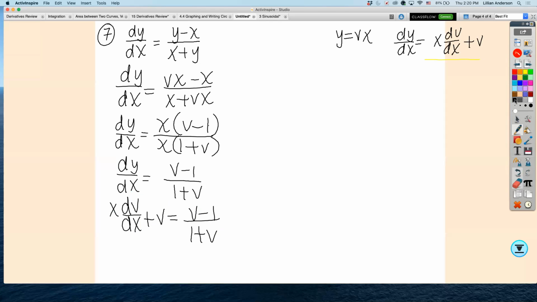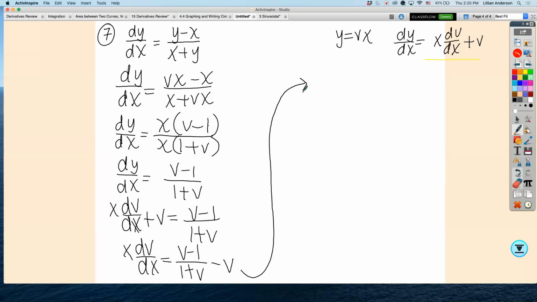Well, I have a lot of my v's on the right-hand side, right? Except for this one v over here. Can I move it over? Okay, so I got x dv over dx equals (v minus 1) all over (1 plus v) minus v. But in order to subtract these, I need a common denominator, right?